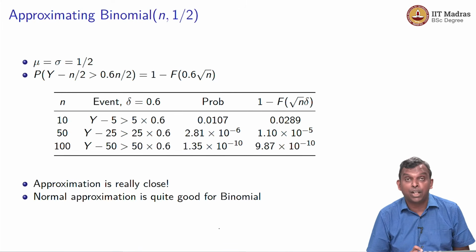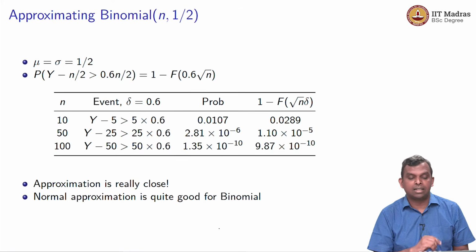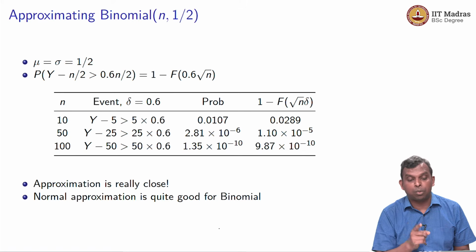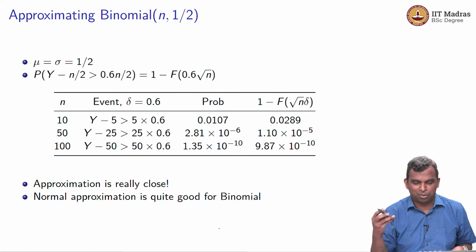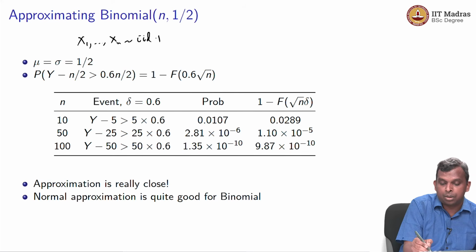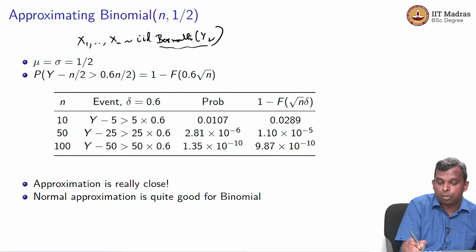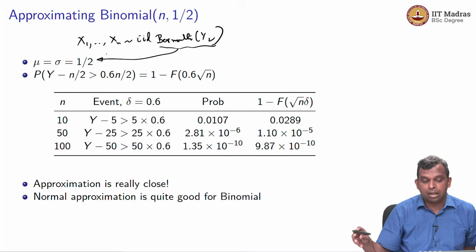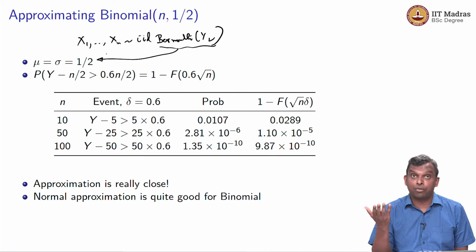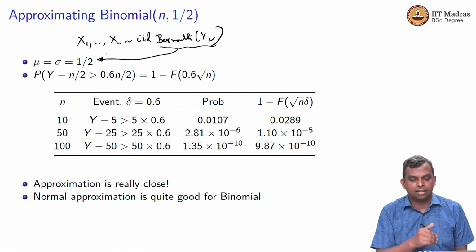I'm going to approximate the binomial n comma half using the CLT. So mu and sigma are both equal to half, right? Okay, so I should be careful here. How do I get this? X1 through Xn is IID Bernoulli half, and for Bernoulli half these two are true. Mu and sigma are half, right? Bernoulli half has mean half, variance 1 by 4, that is p into 1 minus p. So sigma, the square root of the variance, is half.